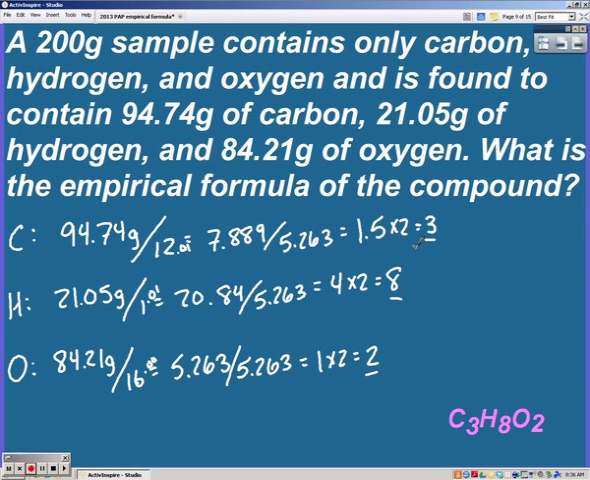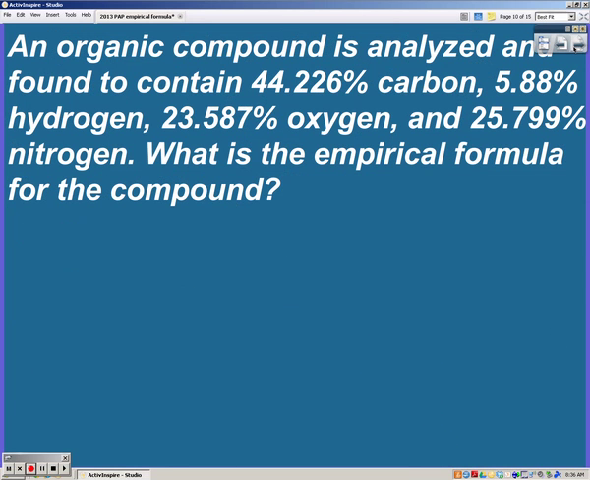And your empirical formula should not be reduced. Had you multiplied by 4, you also would have got whole numbers, but your final answer could have been reduced down. Go ahead and pause the video and try this one on your own. Restart when you think you have it.